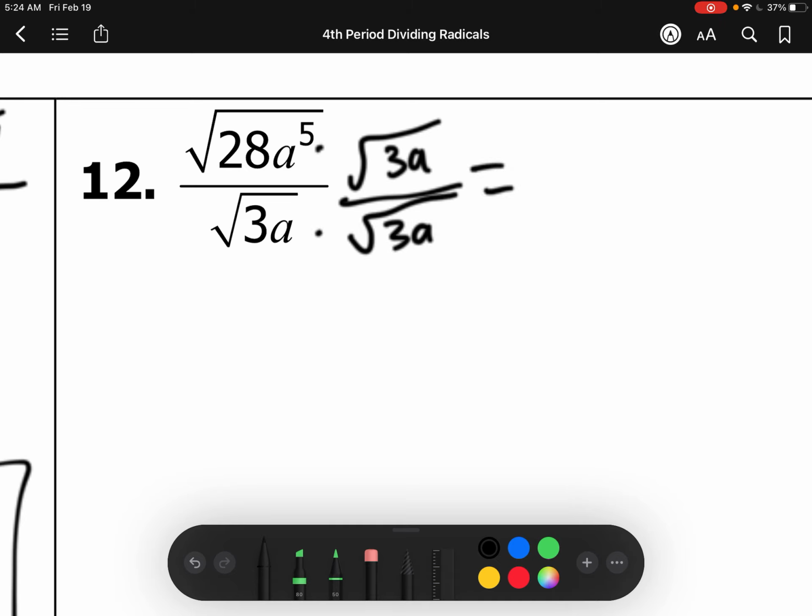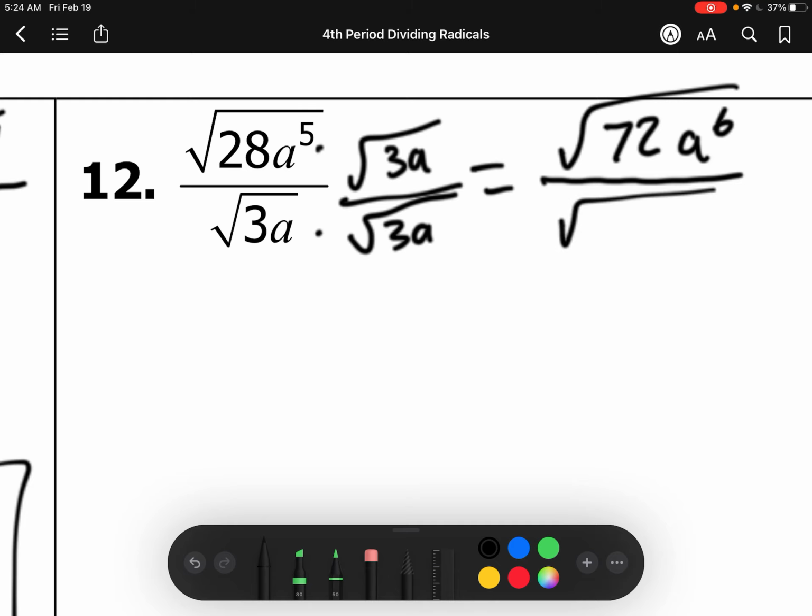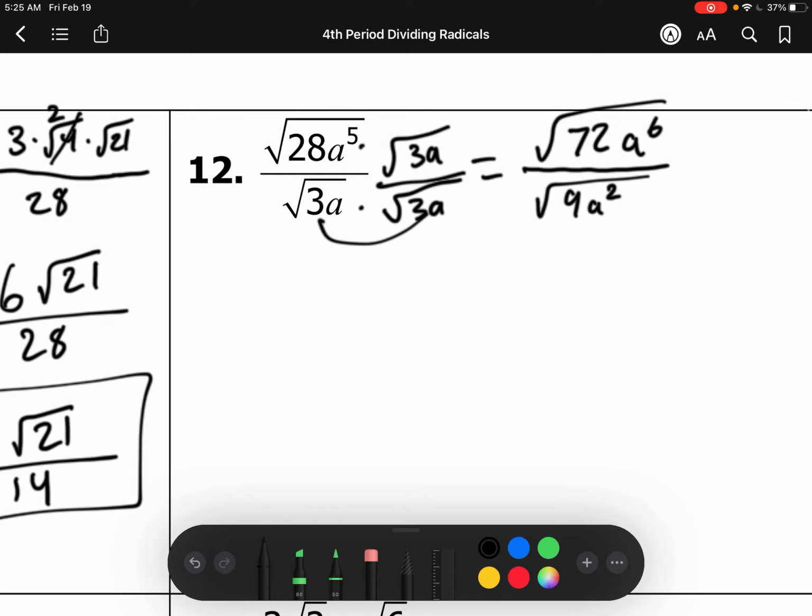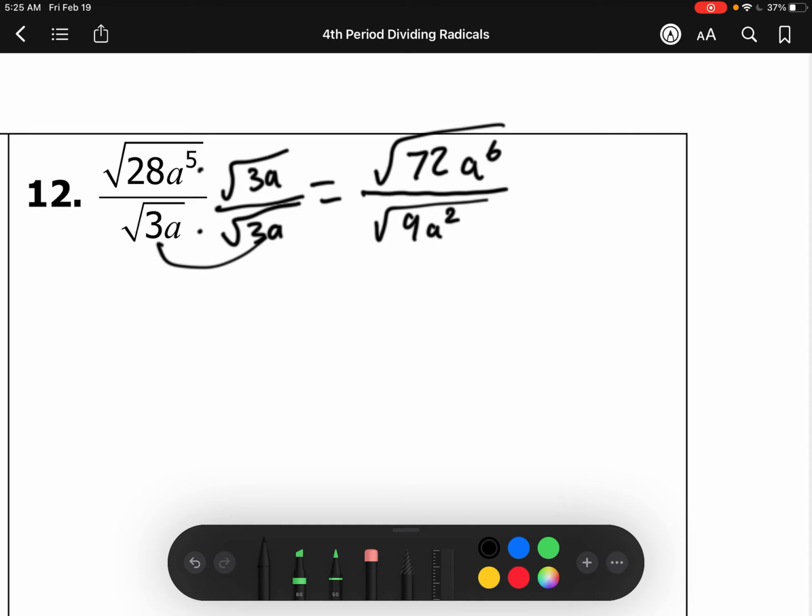So when we multiply the square root of 25a to the 5th power times 3a, we're going to get the square root of 24 times 3, which is 72, and a to the 5th power times a is going to be a to the 6th power. And then this 3a times 3a becomes 9a squared, right?